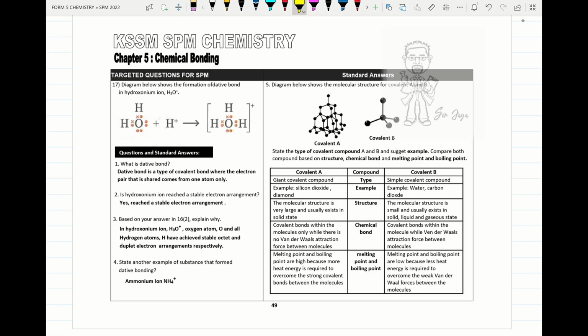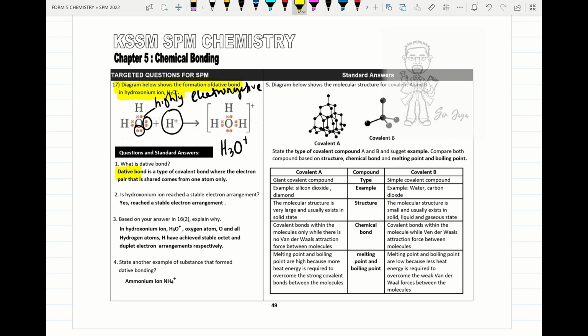We try to check this question: the diagram below shows the formation of dative bonding in hydroxonium ion. Please remember H3O+ is known as hydroxonium ion. Here we have dative bonding. This hydrogen ion does not have an electron in the shell. And this oxygen atom is, please remember, a highly electronegative atom, and it has 2 pairs of unshared electrons, or 2 lone pairs of electrons.